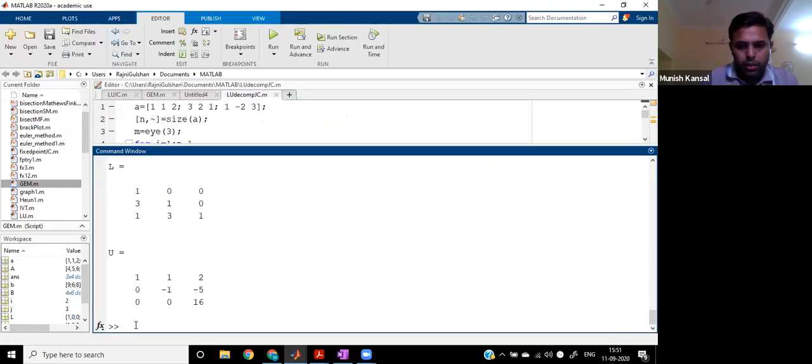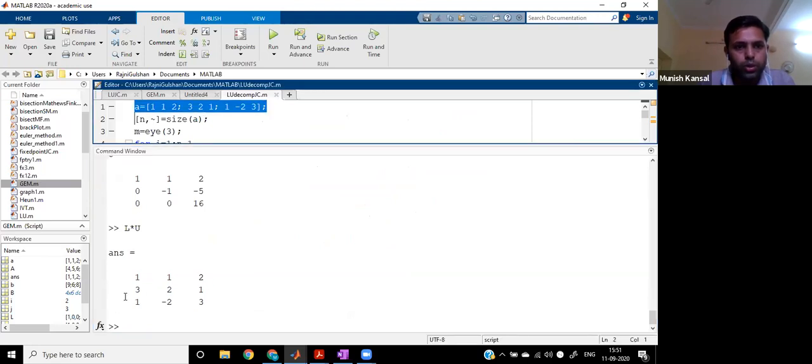Now let me take the multiplication of these two matrices and cross verify whether this is a correct value of L and U or not, right? So this is the matrix. Now you can verify. This is the matrix 1 1 2 3 2 1 1 -2 3, right? So this is how you can break the matrix into two parts.